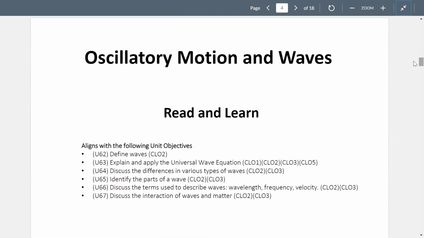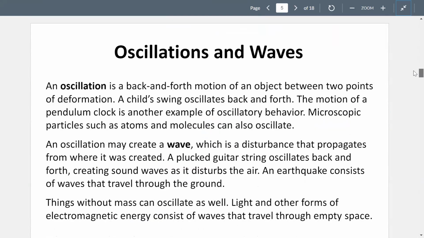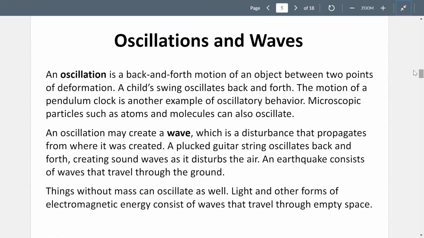So in this particular material, we're going to be looking at a specific type of motion, oscillatory motion and wave motion. And you'll see that they kind of go hand in hand with each other. So what is an oscillation? This type of back and forth motion, okay, that's constrained between 2 points. We've dealt with a lot of different types of motion so far: horizontal motion, vertical motion, projectile motion, circular motion.